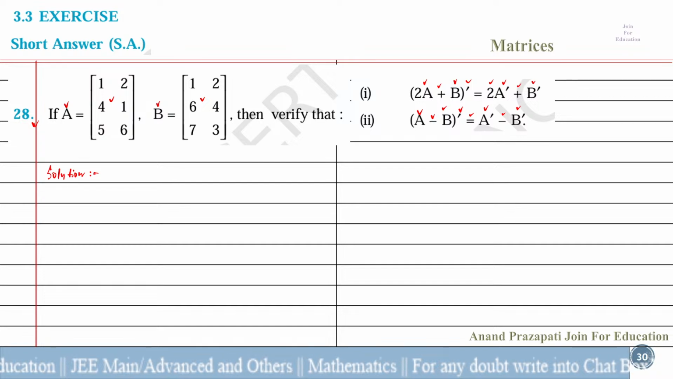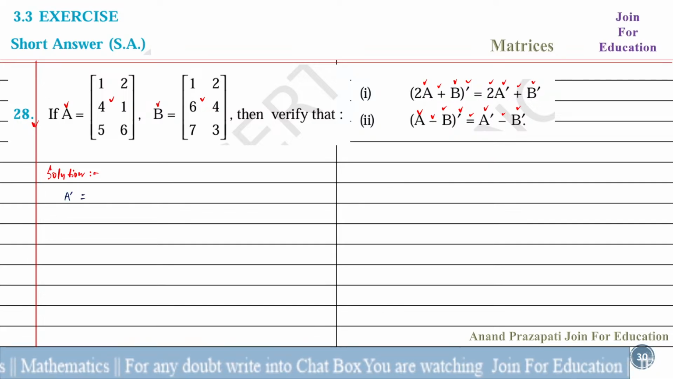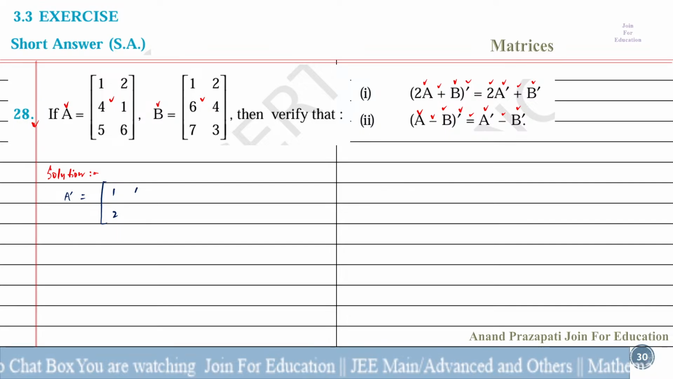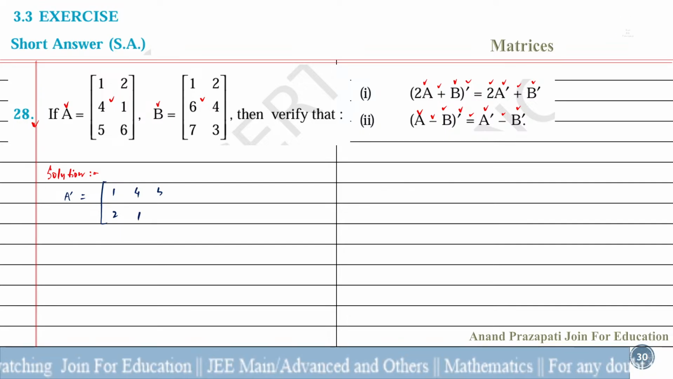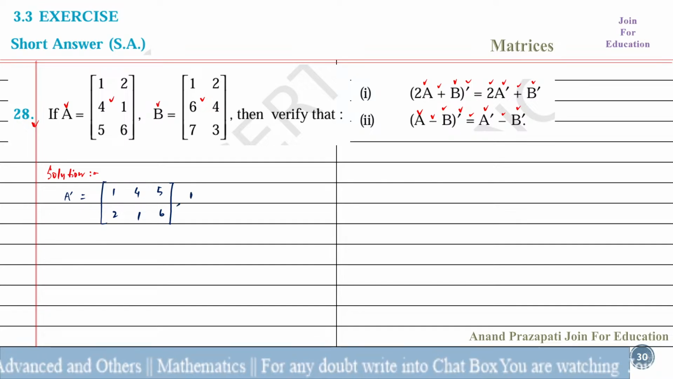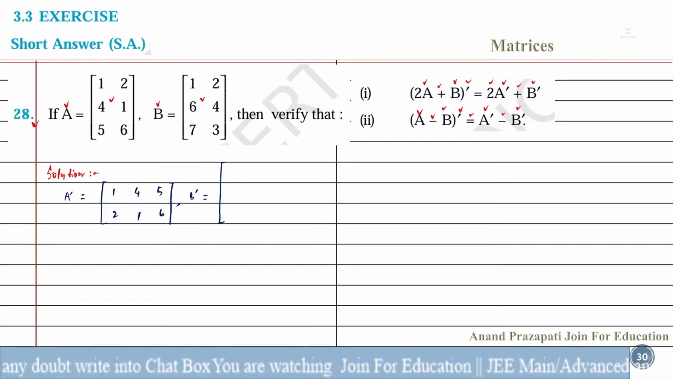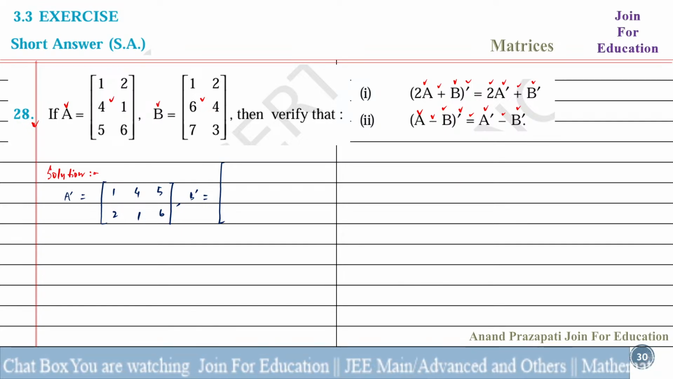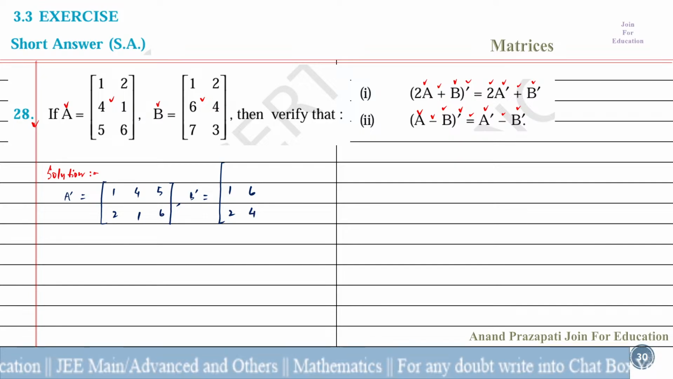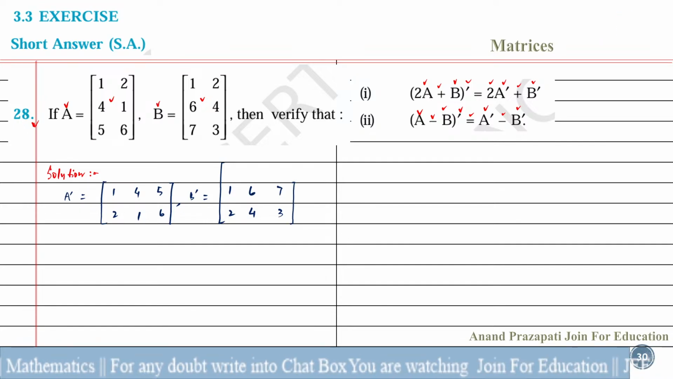So we find out transpose of A and transpose of B first of all. So transpose of A equal to, here will be 1 2, 4 1 and 5 6, and transpose of B equal to 1 2 and 6 4 and 7 3. Observe there is no problem to understand up to this step.